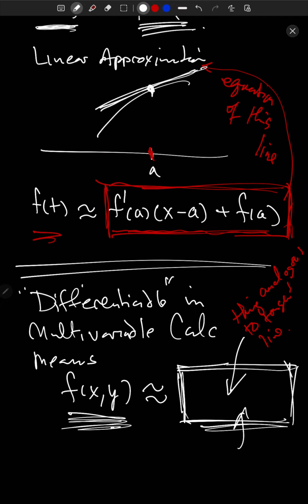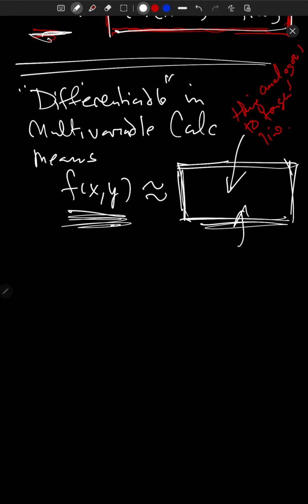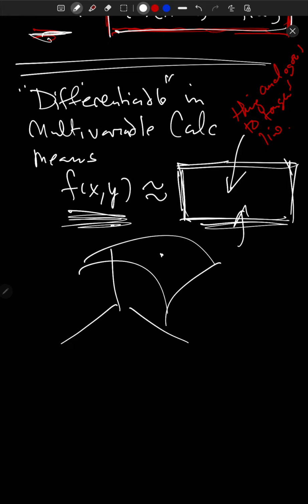Well, in one variable calculus, we approximated f using the tangent line, right? So now, because the graph of a function is a surface, we're going to approximate functions with a tangent plane. All right, so what I'm going to do next is try to figure out what this plane should be, and we'll move from there.